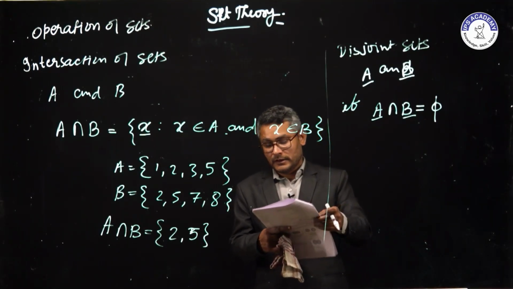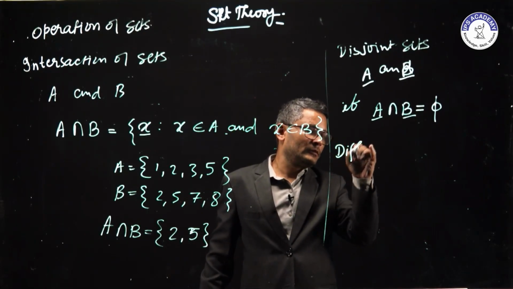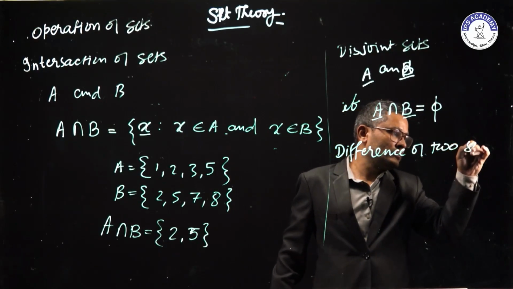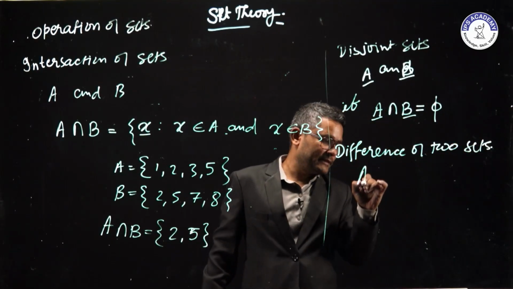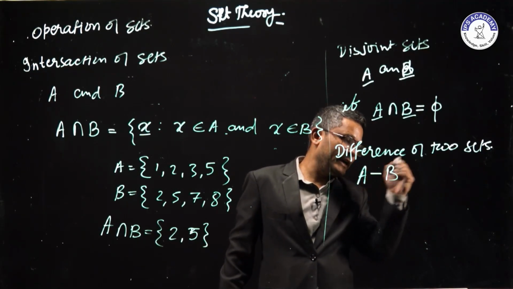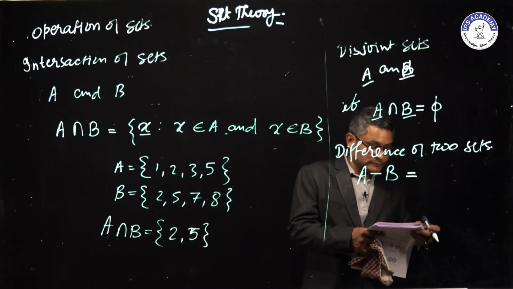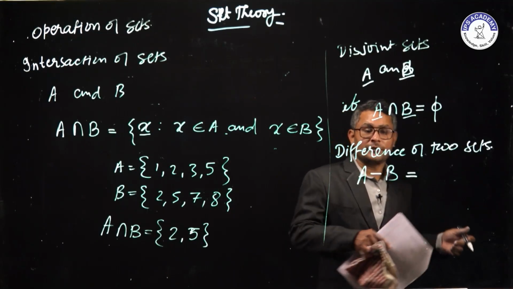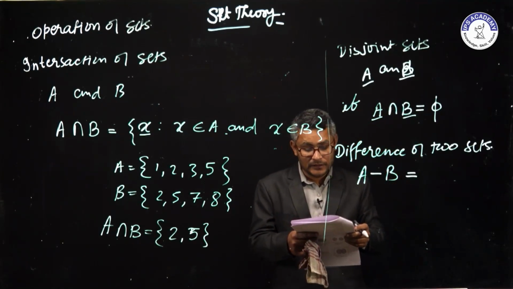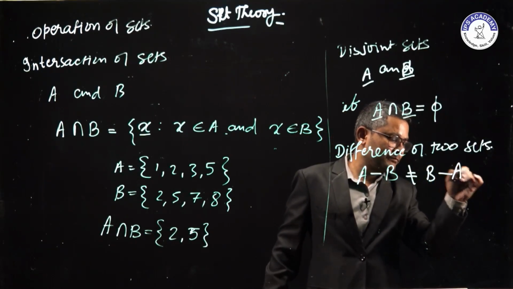Now next is the difference of two sets. There are two sets A and B. The difference is denoted by A minus B or A difference B. The order is important in the difference of sets. If you write A minus B, it is not equivalent to B minus A.